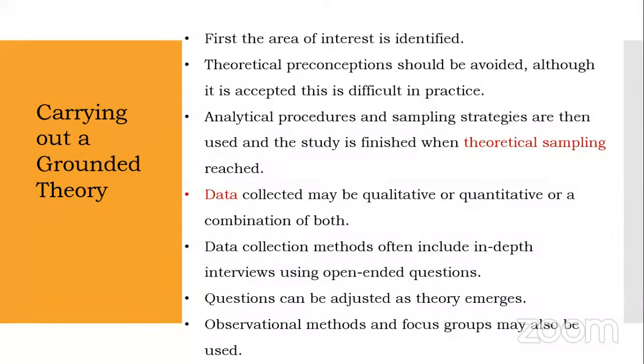So how do we carry out a grounded theory research? The first thing that is done here is that the area of interest is identified. Which is our area of interest? What are we interested in? That is first identified. Okay.